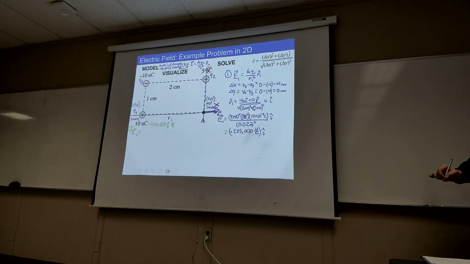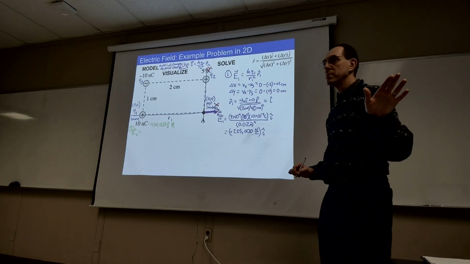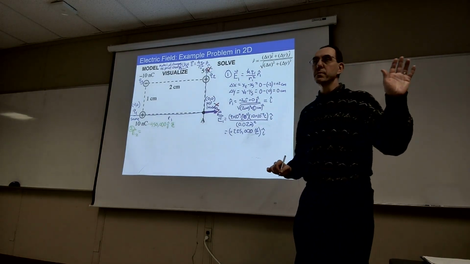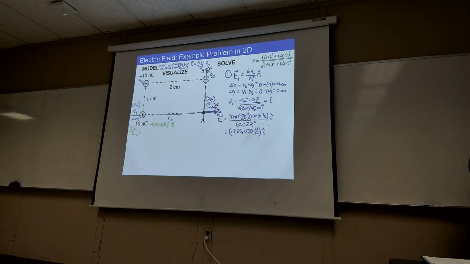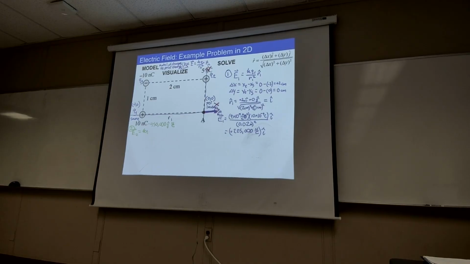Anybody else get that value? A few people? Okay, I'm seeing some hands up. Let's see if we can work that through, make sure everybody's on board. So again, K, Q2, R2 squared, R2 hat, those are the key things we need to figure out. We know K, 9 times 10 to the 9 newton meters squared per coulomb squared. We know Q2, 5, make sure you put that in coulombs, 9 times 10 to the negative 9 coulombs.